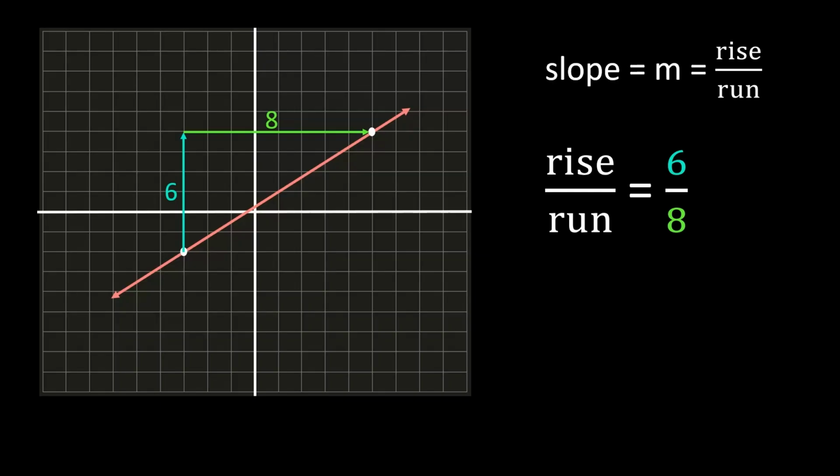And I can think about this as being a fraction, and if it's 6 over 8, I can simplify. And if you can simplify, you need to. So 6 and 8 are both divisible by 2. So 6 divided by 2 is 3, and 8 divided by 2 is 4. So my rise over run is equal to 3 over 4. So my slope is equal to 3/4.